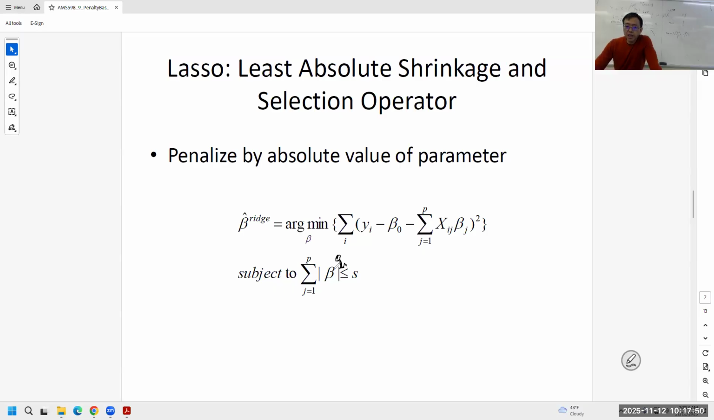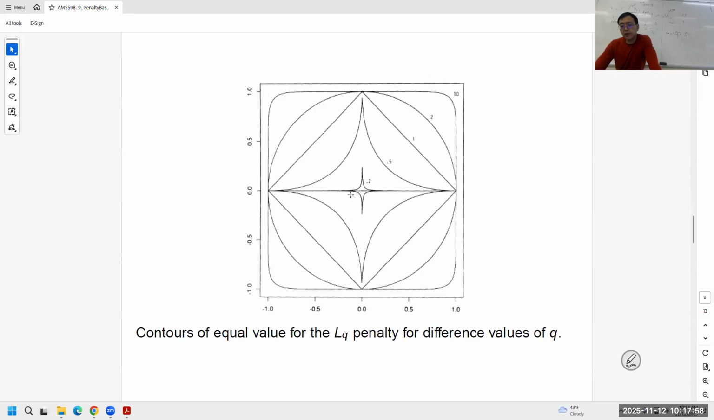If you make it an arbitrary order of q, then the shape of the constraint actually becomes like this. If it's 1, it will be a diamond shape. This is your lasso constraint region. If it's 2, it's going to be a circle. If the order is less than 1, the curve bends inward. It's not convex anymore; the set becomes concave.